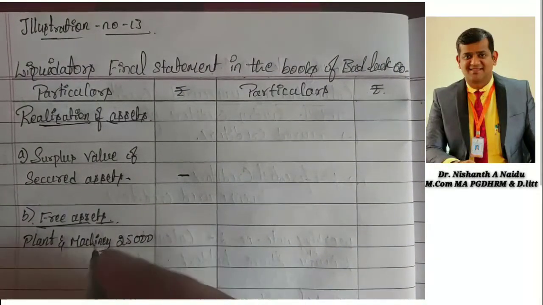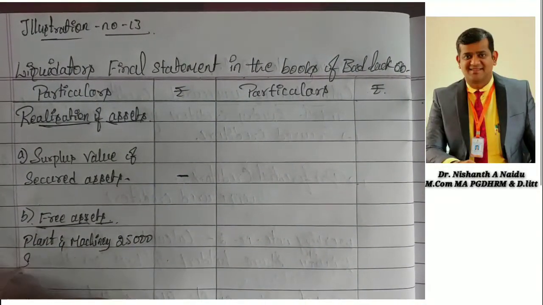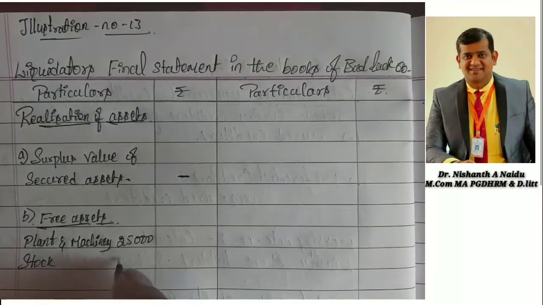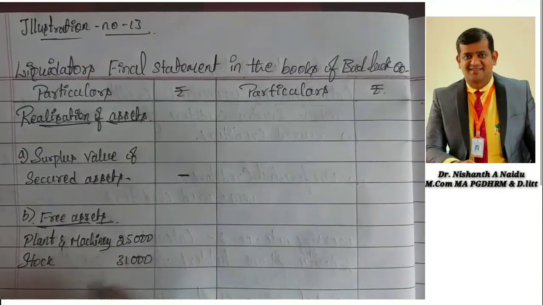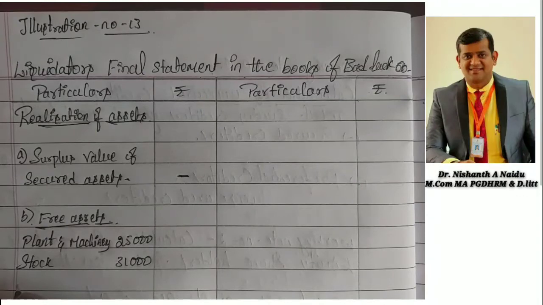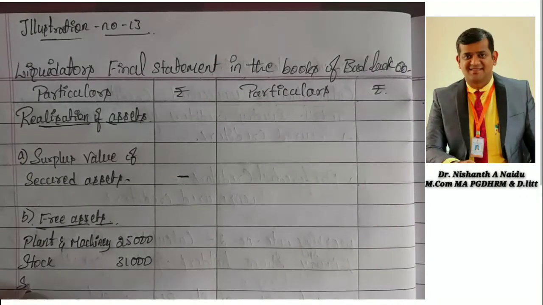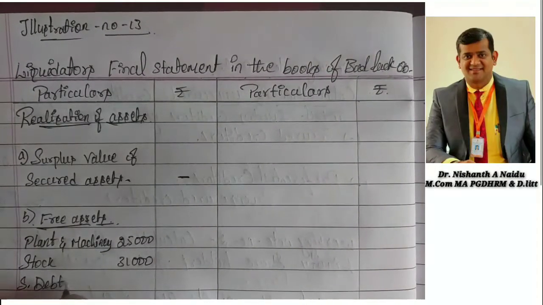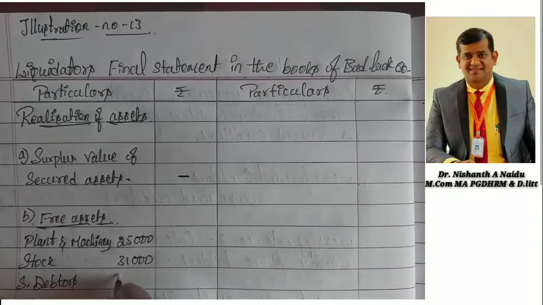25,000. Then we have stock, 31,000. Then we have sundry debtors, 43,500.